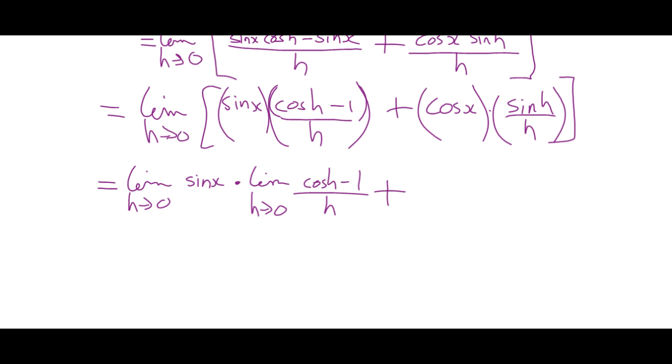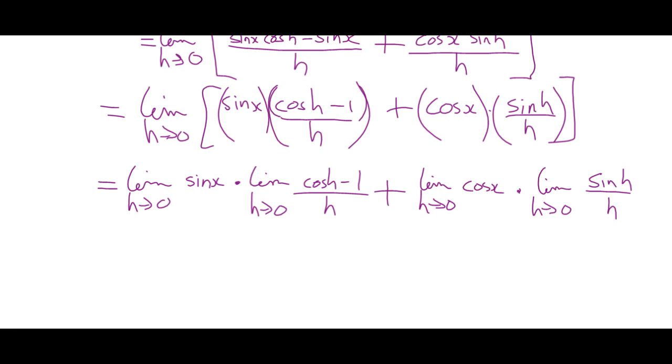Well, it's the limit as h approaches 0 of sine x times the limit as h approaches 0 of cos h minus 1 over h, plus, so all I'm doing now is just distributing the limit through, right? We know from the limit properties that the limit of a product is the product of the limits, and that the limit of a sum is the sum, so now I'm doing a plus, and I'm just going to do the same deal over here. Limit as h approaches 0 of cos x times the limit as h approaches 0 of sine h over h.